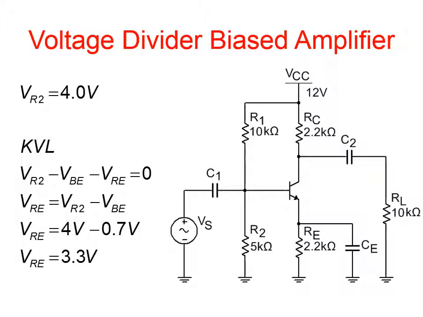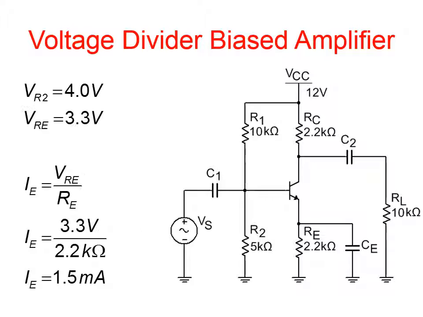Now you can use Kirchhoff's voltage rule. You can start at ground, go through R2, across the base emitter junction, across RE to ground. So here the only voltage you don't know is VRE, since you found VR2 from the previous slide, and VBE is 0.7, so the voltage across RE is 3.7 volts. So these are the quantities you found already. So moving forward, you can find the IE, it's VRE over RE. That's the current through the emitter resistor, 1.5 milliamps.